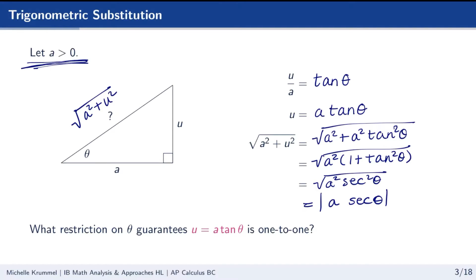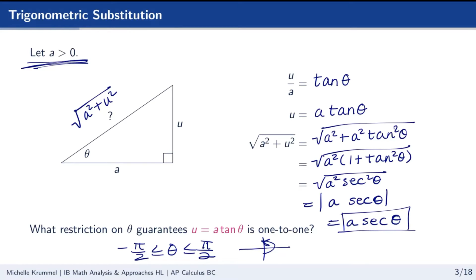A is positive, and we're going to place a restriction on theta to guarantee that the secant of theta is positive. So what restriction on theta guarantees that u equals a tan theta is 1 to 1? If we think about the arctangent function, that is defined from negative pi over 2 to positive pi over 2, just like arcsine. So we're going to place that same restriction there, which means we are working in quadrants 1 and 4, and secant is the reciprocal of cosine, so it is positive in those two quadrants. So we can just say a secant theta. So that's the substitution we're going to make.